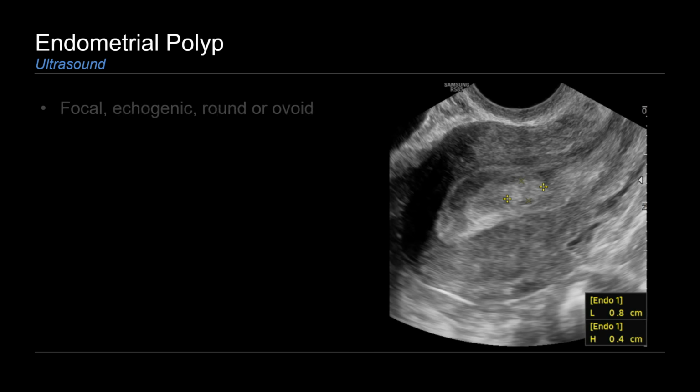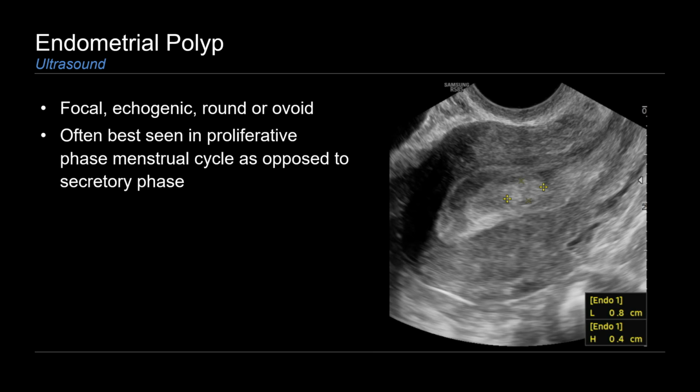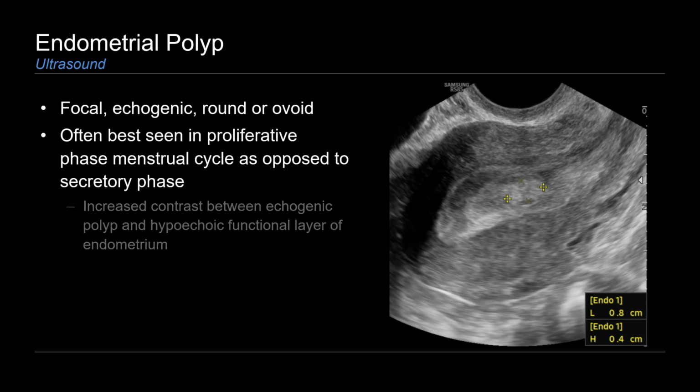On ultrasound, these tend to be focal, echogenic, meaning bright, round, or ovoid structures, and we usually see them best in the proliferative phase of the menstrual cycle as opposed to the later secretory phase. And that's because in the proliferative phase, we see this increased contrast between the echogenic polyp and the background hypoechoic or dark functional layer of the endometrium.